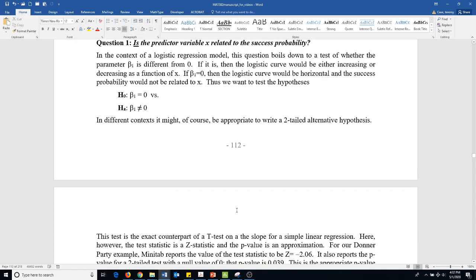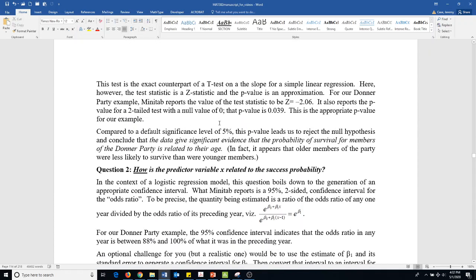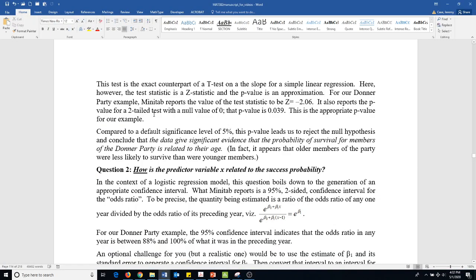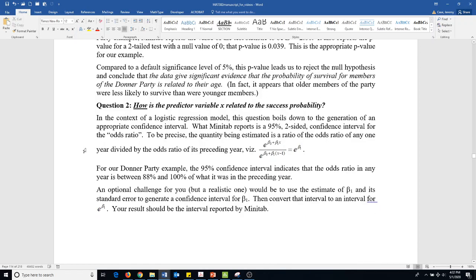So we test that, and this is the exact counterpart of the t-test, and what we showed is that the test statistic was exactly negative 2.06. See right here, the negative 2.06 there. With our two-tailed p-value at the level of 0.05, we conclude the data give us significant evidence that the probability of survival for members is related to age. And it does appear that if you look at the data, the older members were less likely to survive.